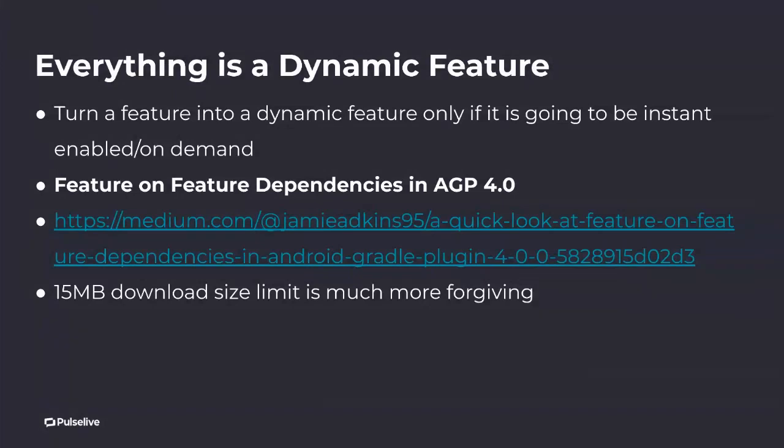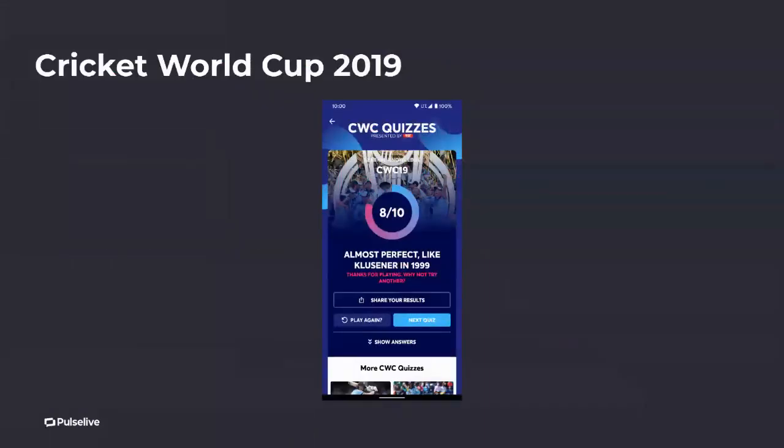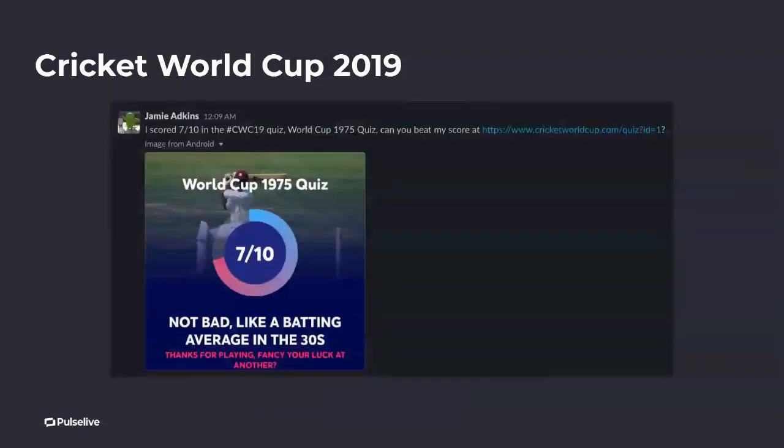I've sort of run out of time, so I want to spend the last couple of minutes talking about permissions. So we have this quiz feature, right? And at the end, we get to share our result with our friends. So I want to share, I scored 8 out of 10 on this quiz. When we share that with our friends, it looks like this. It shares, I scored 7 out of 10. Here's a link to a quiz, and here's this infographic.